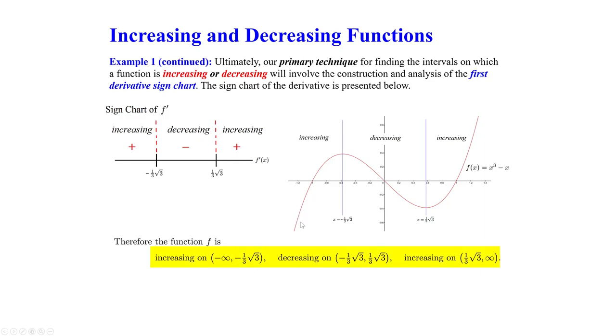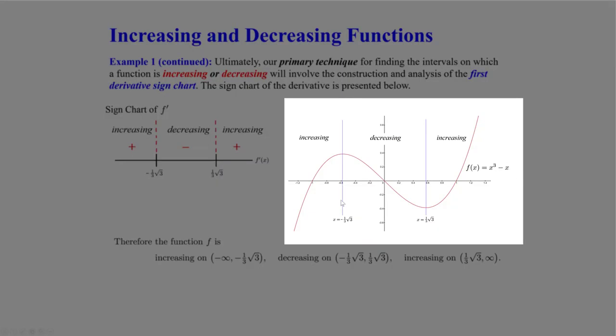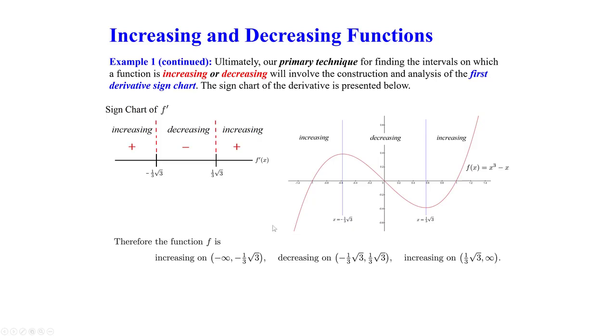And for completeness, I've graphed the function x cubed minus x. And we can see the function on this interval, -infinity to -√3/3, the function is rising. It doesn't matter that here it's below the x-axis, it's still rising on this interval. And on this interior interval, it's decreasing, dropping over the entirety of this interval. And finally, on the rightmost interval, we see the function is rising again.